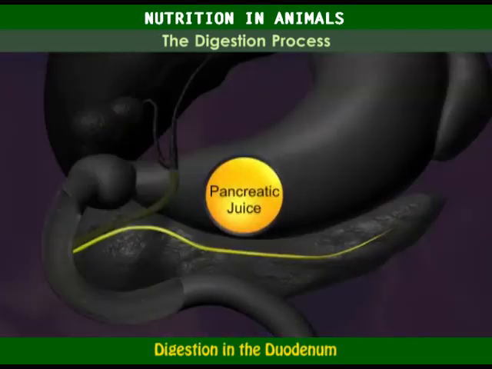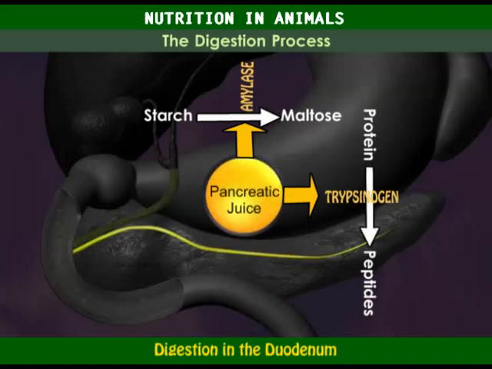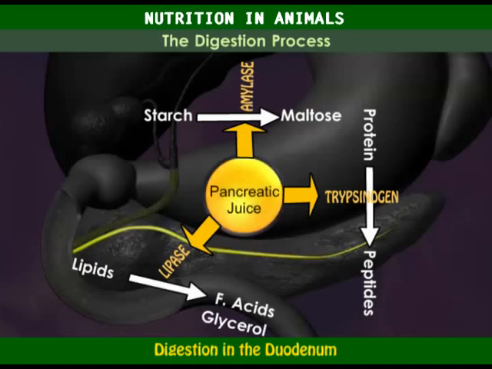The pancreatic juice is alkaline and contains 3 digestive enzymes. Pancreatic amylase, which breaks down the remaining starch to maltose. Inactive enzyme trypsinogen, which is activated to trypsin, which in turn breaks down proteins into peptides. Pancreatic lipase, which breaks down lipids into fatty acids and glycerol. The pancreatic juice also contains sodium bicarbonate, which neutralizes the acidic chyme, thus creating an alkaline medium for enzyme action.